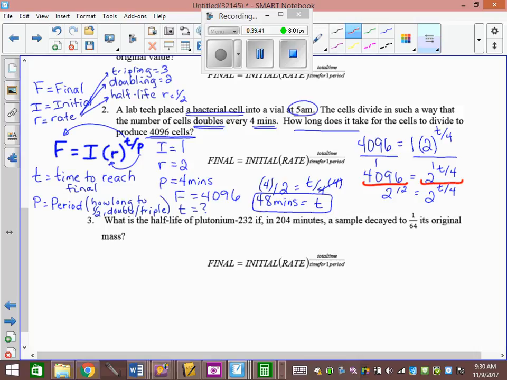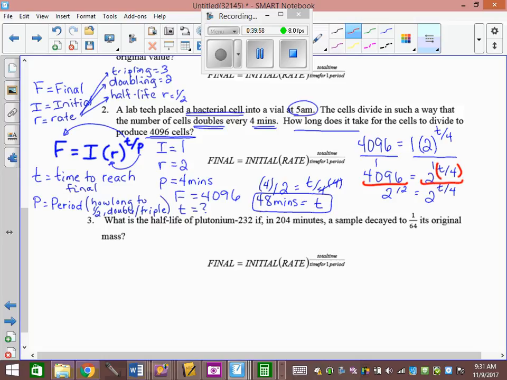So you're going to go 4,096 in y1. And then in y2, you're going to go 2 to the exponent t divided by 4. If you have a calculator where your exponent doesn't pop up, you have to make sure to put this in brackets. Okay, so if your calculator's exponent doesn't pop up, that's fine, but you have to go t divided by 4 in brackets.